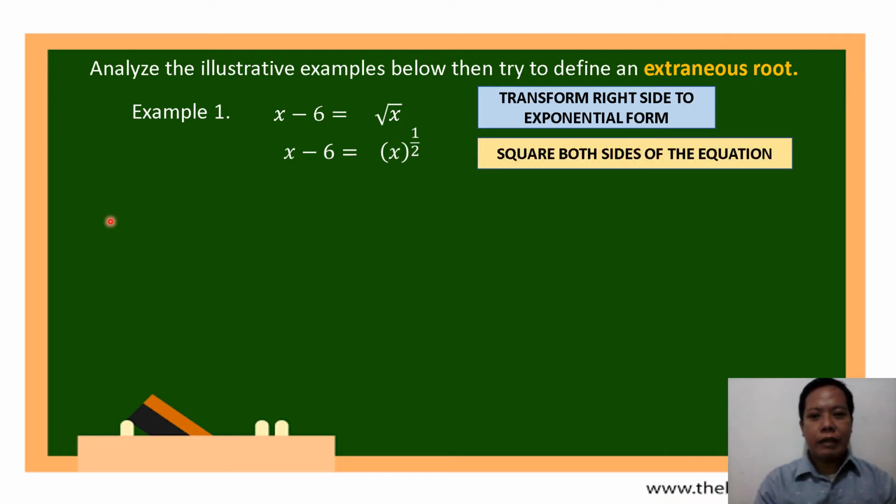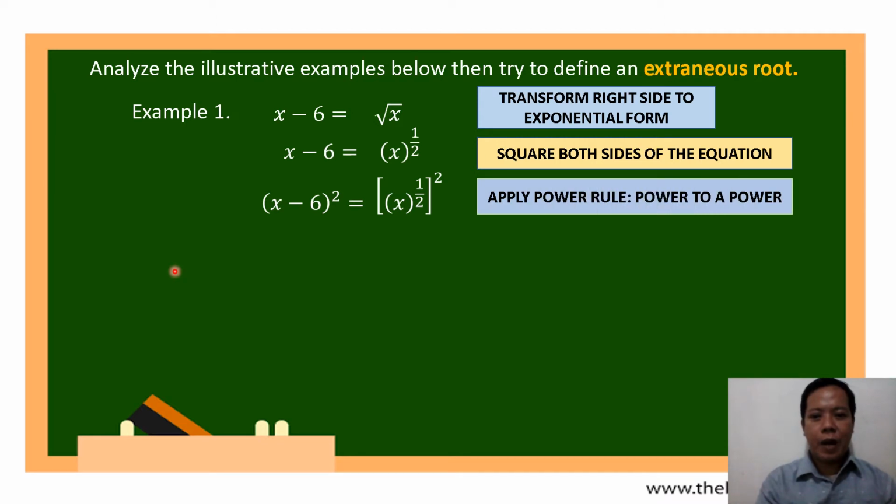So this will be x minus 6 is equal to the quantity x raised to 1/2. After that, we're going to square both sides of this equation. So we're going to square x minus 6 and square the quantity x raised to 1/2. Then we apply the power rule, which is power to a power. That means we multiply the inside exponent by the outside one.